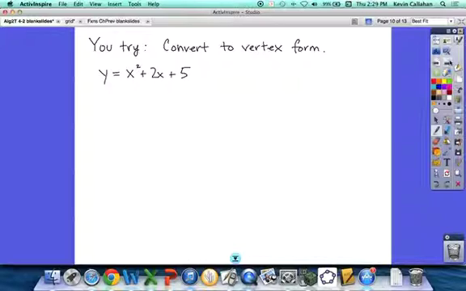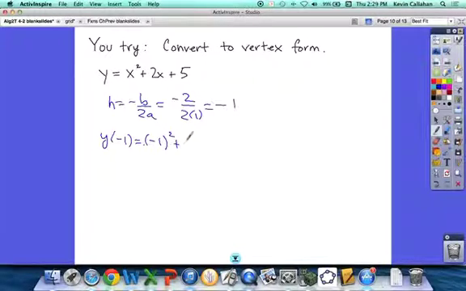Okay, so almost everybody I saw was getting the h correct, right? h is negative b over 2a, which is negative 2 over 2 times 1, which is negative 1. Now, plug that back in. y of negative 1 is negative 1 squared. This time the negative will be squared because it's part of the x value. And that would be plus 2 times negative 1 plus 5. So that is 1 minus 2 plus 5, which is 4.